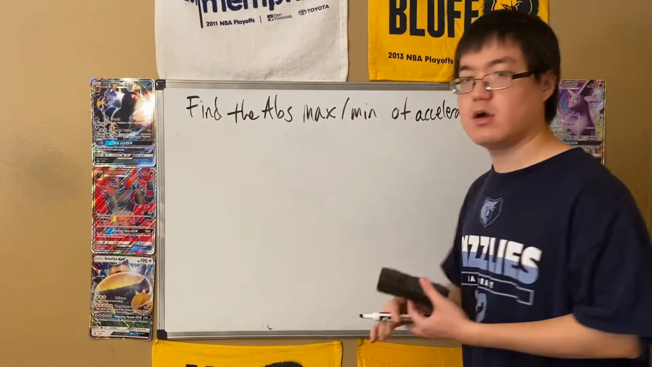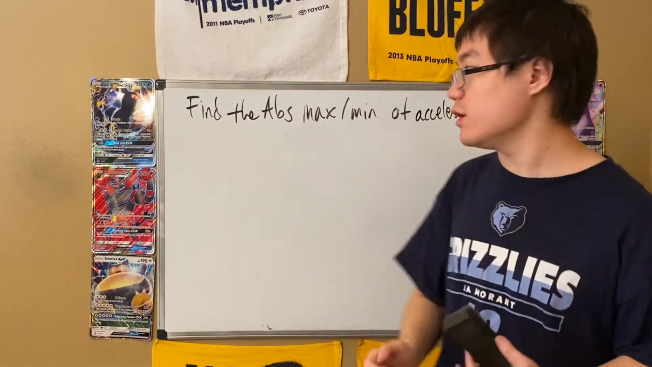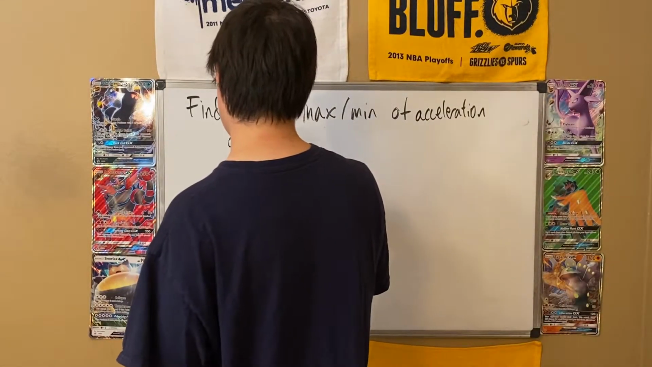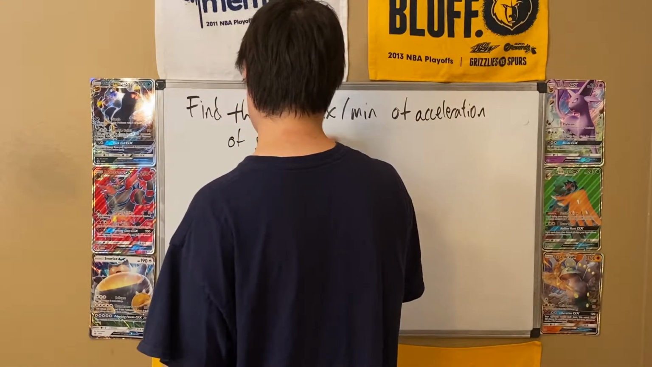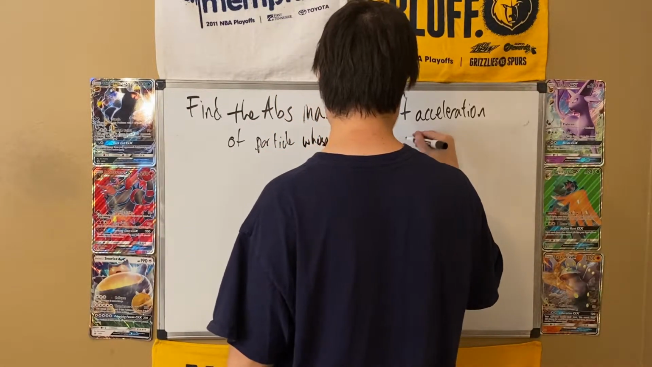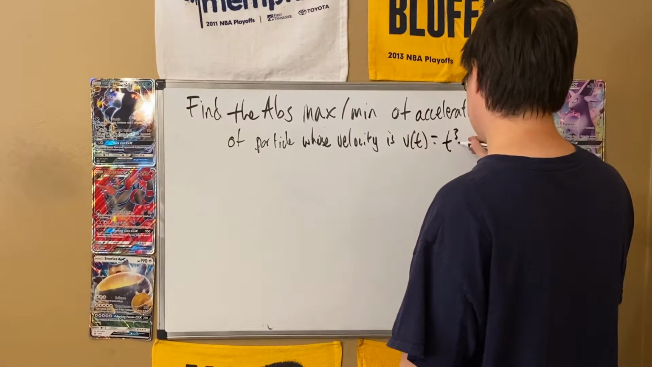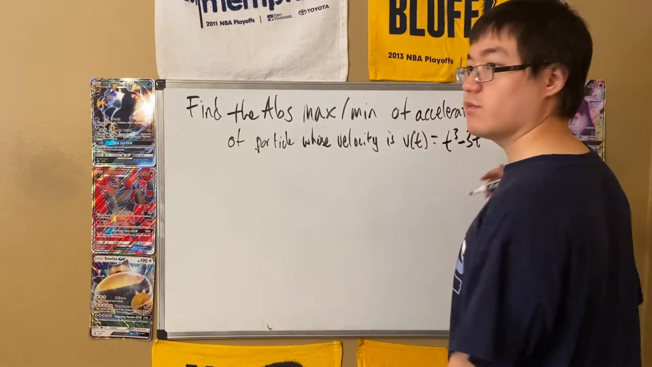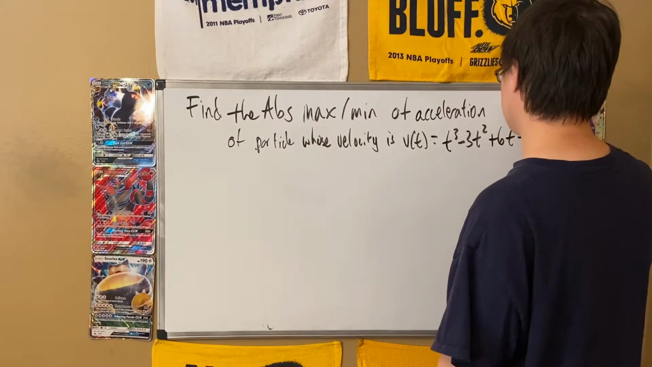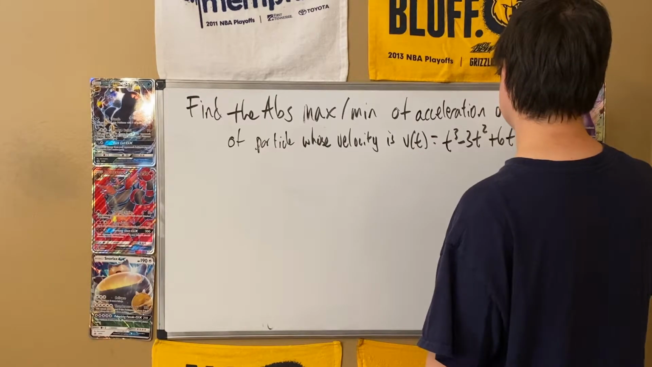So we can write words out. Of some sort of particle. Remembering that in particle motion, it goes position, velocity, and then acceleration. So we're finding the absolute max or min of acceleration of a particle whose velocity is v of t equals t cubed minus 3t squared plus 6t minus 1. And what we're going to do is find this over the first 3 seconds.